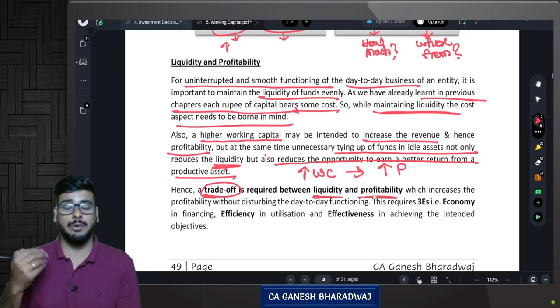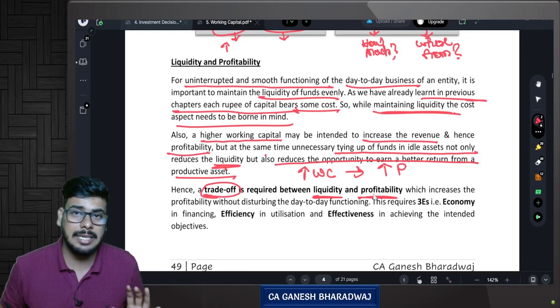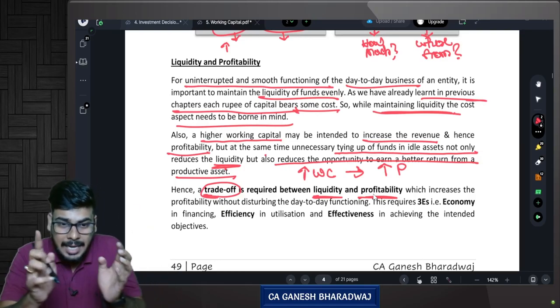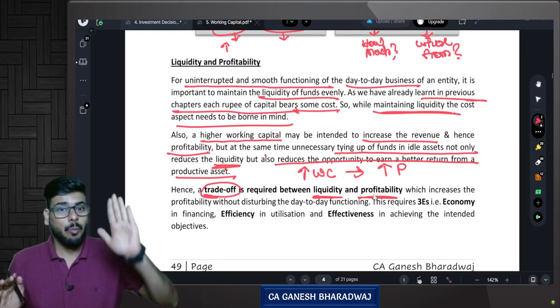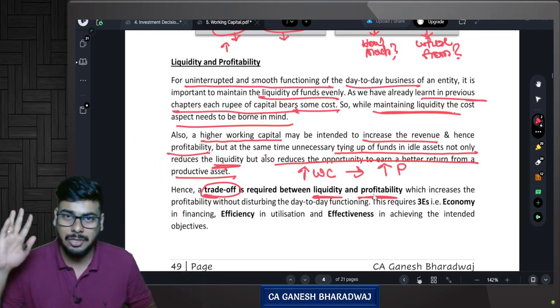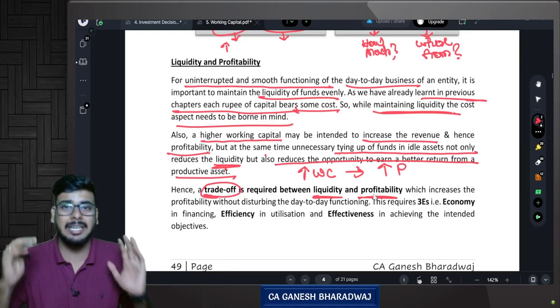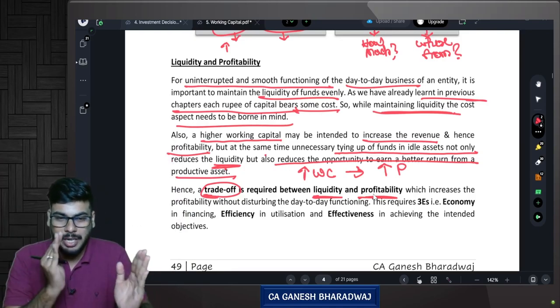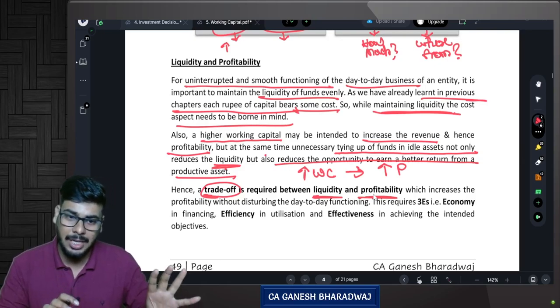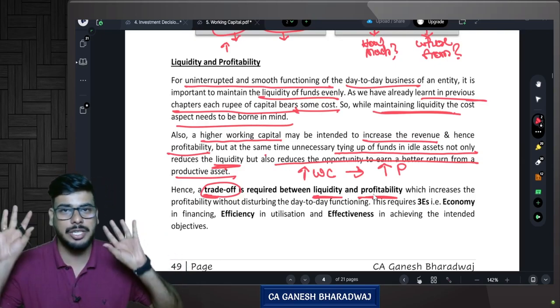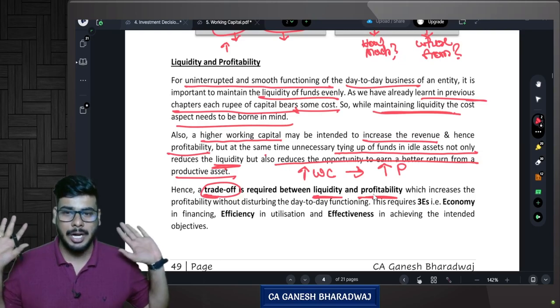Sir, which is good, liquidity or profitability? No, you cannot say that this is only best. There needs to be a trade-off, means what? Balancing between the two. Right? More liquidity, less profitability, that is also bad. More profitability, less liquidity, that is also bad. So you need to strike a perfect balance between the two. Ensure that there is sufficient cash, and with this sufficient cash, you are also able to generate sufficient profit. That's about it. Are you clear with this?